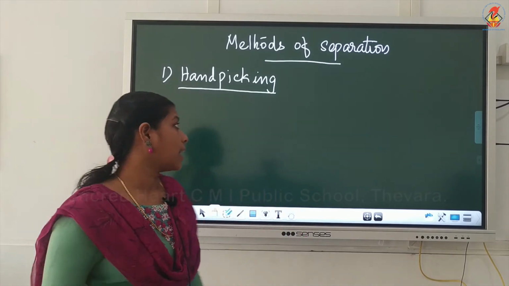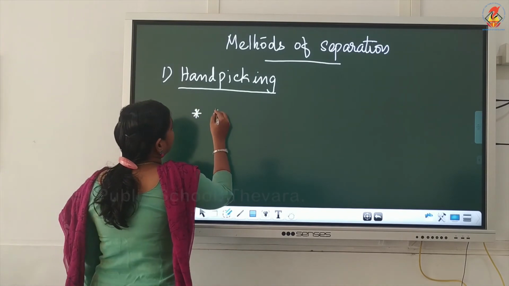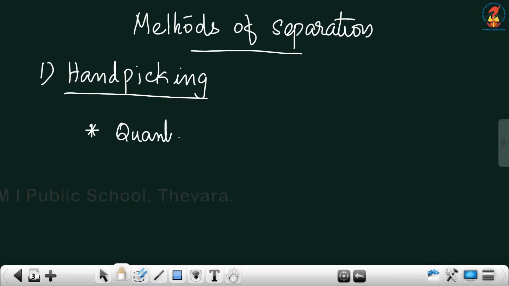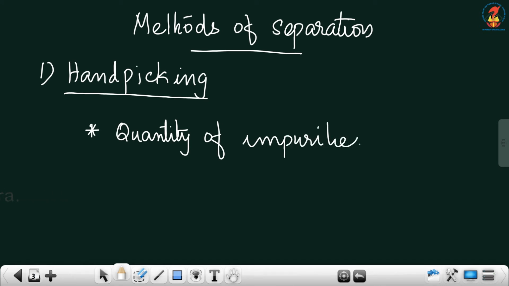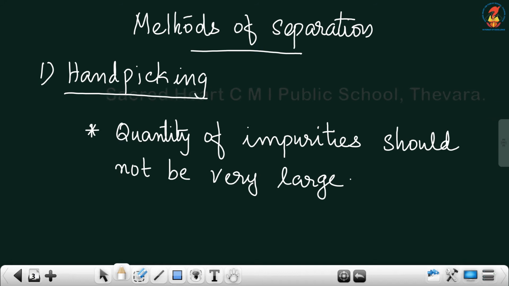So, there are two conditions for adopting the hand picking method. First one is the quantity of impurities. The quantity of impurities should not be very large. Impurities should be smaller in quantity, then we can adopt this hand picking method.